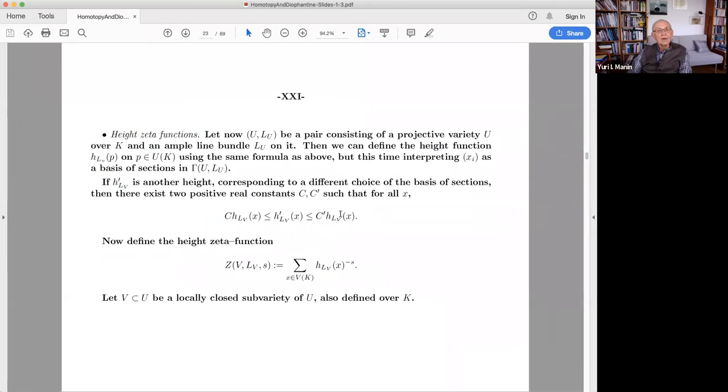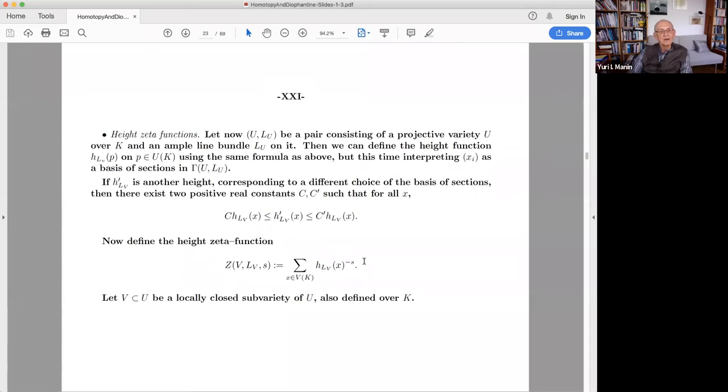Okay, and now we can pass already to non-trivial calculus, to define height zeta functions. Consider a pair consisting of a projective variety, so an algebraic variety embedded in the projective space, or if you wish, a system of polynomial homogeneous equations with coefficients in some field of algebraic numbers, and then an ample line bundle on it. This is officially the system of homogeneous coordinates. And then we can define the height function on K-rational points as above.